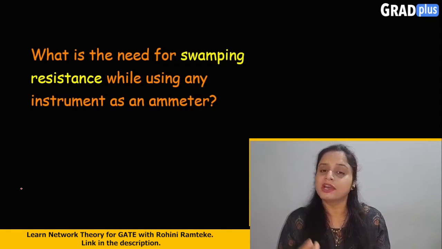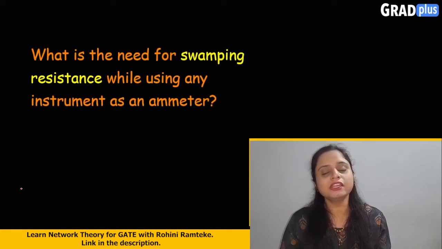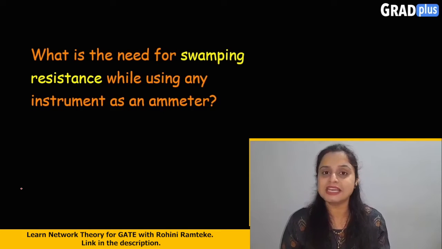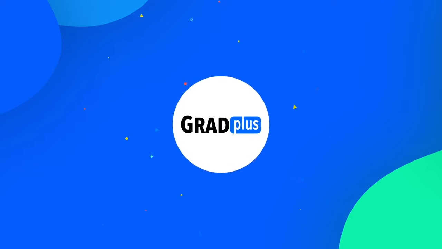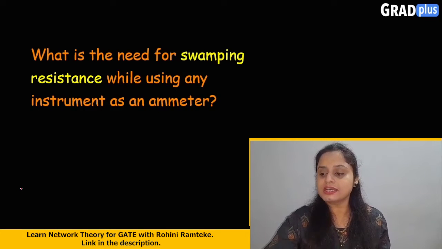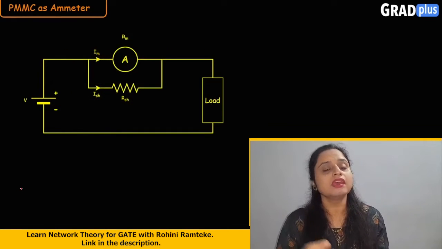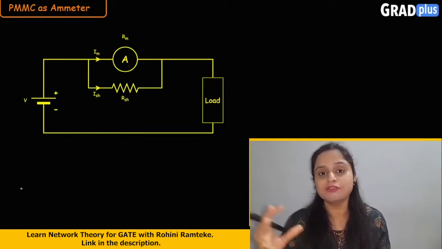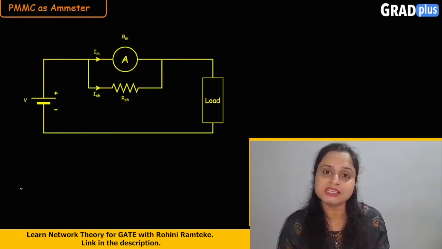Hello everyone. Now let us find out what is the need of this swamping resistance when we are using any instrument as an ammeter. So for that, consider the diagram here. Here you can see one network is there having one supply, one load is there and one ammeter is connected.